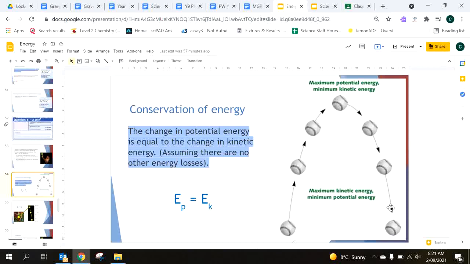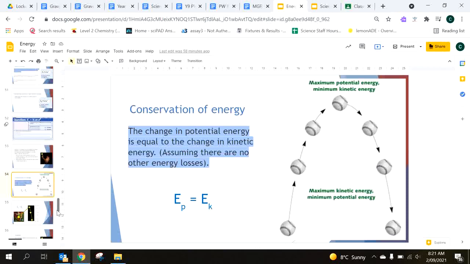Now that is the opposite of what's happening to the potential energy. The potential energy was the maximum up here, but as it gets closer and closer to the ground, the height is less, so therefore its potential energy decreases. So the maximum potential energy that it had up here is going to be equal to the maximum kinetic energy down here. Okay, they are opposites of each other. As the potential energy increases, the kinetic energy is going to decrease, and as the kinetic energy increases, the gravitational potential energy is going to decrease.